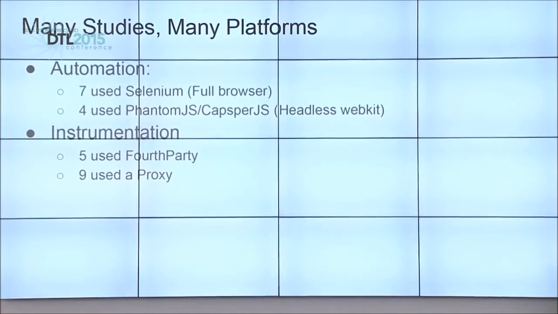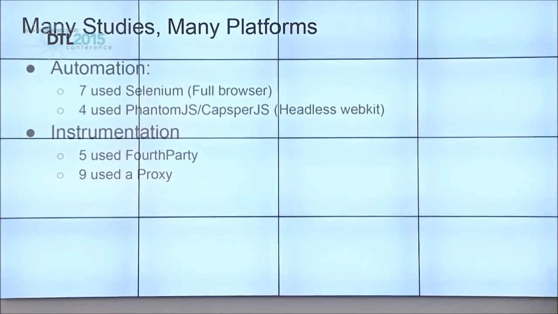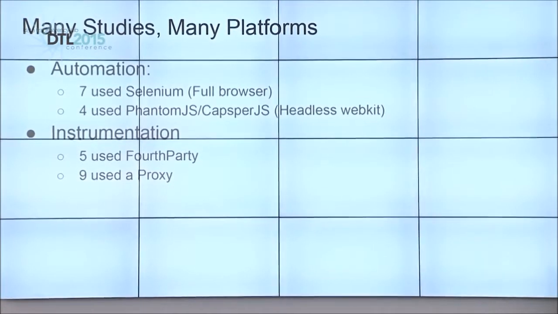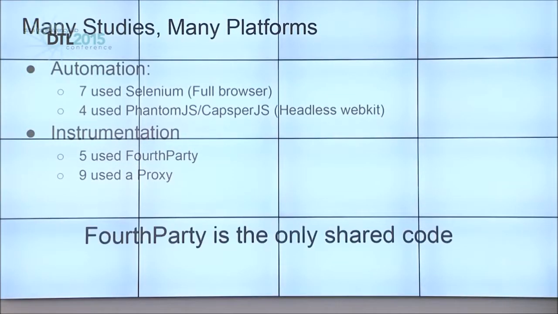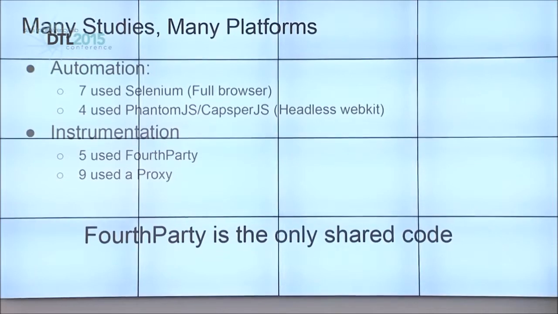And then for instrumentation, for recording what the browser is doing when you visit it, we saw a bunch of people using Fourth Party. Fourth Party is a tool out of Stanford that basically will record access to some JavaScript APIs, particularly the type of fingerprinting that Panopticlick, which I mentioned before, does, or shows how that's possible. And we also saw a bunch using proxies, various proxies. So I think the point to highlight here, though, is that Fourth Party is really the main piece of shared code between all of these studies.